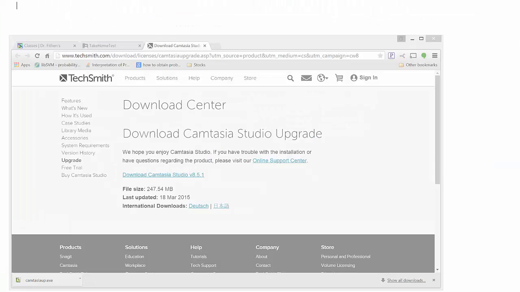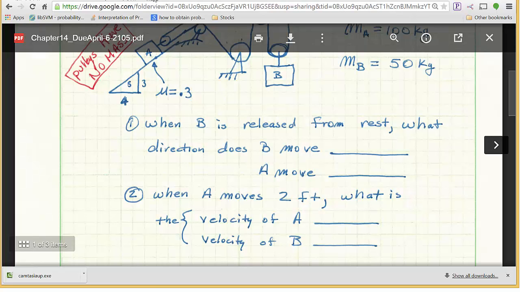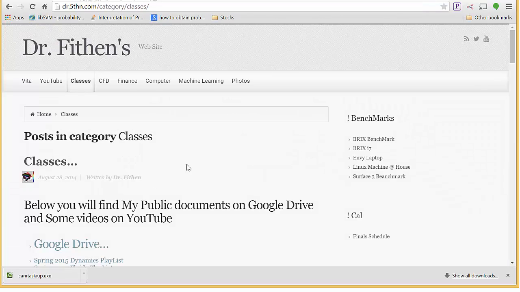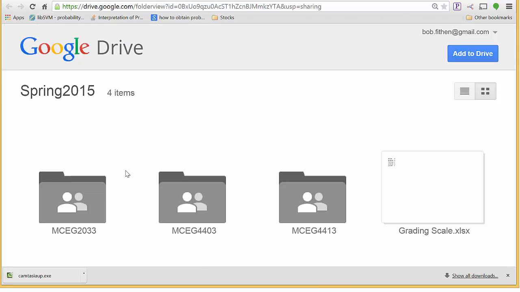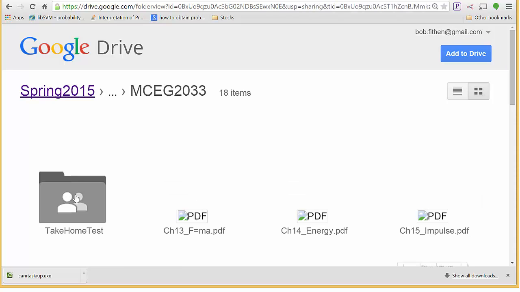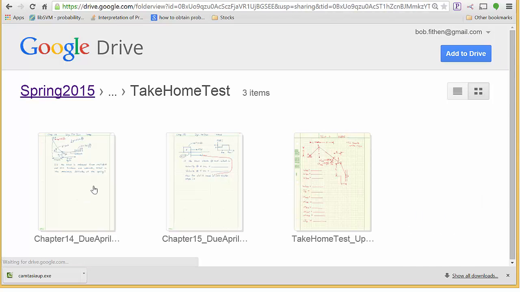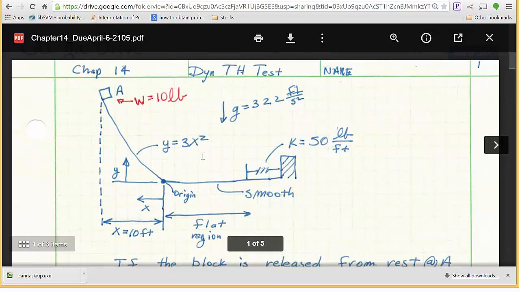If we look at the test, oh, wrong page. We go to the take-home test. Well, let me go through this. Okay, so if you go to the site, you go to classes, you go to the Google Drive, you go to our class, you'll see all the take-home tests in there. And they should show up like this, unless there's something about your system browser. This one is a fairly simple one. I'll go ahead and talk about this one now.